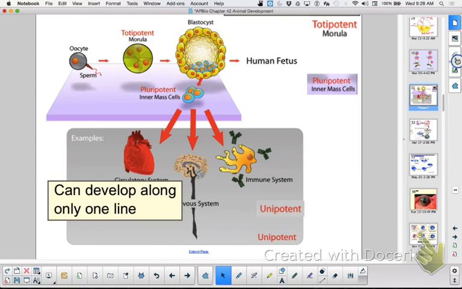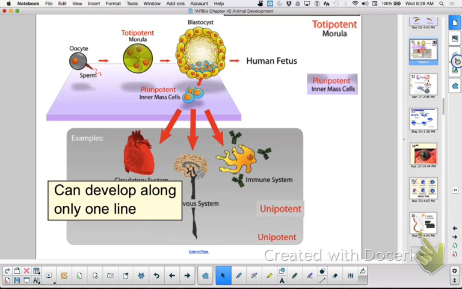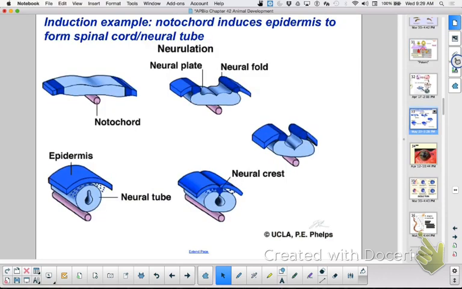All right, and now this part you have already learned about, and this has to do with induction. This is when one tissue influences another tissue. It's influencing its morphogenesis and its differentiation. So here the notochord, which is mesodermal tissue, is influencing the tissue above it to form the neural plate, the neural groove, and eventually that neural tube.